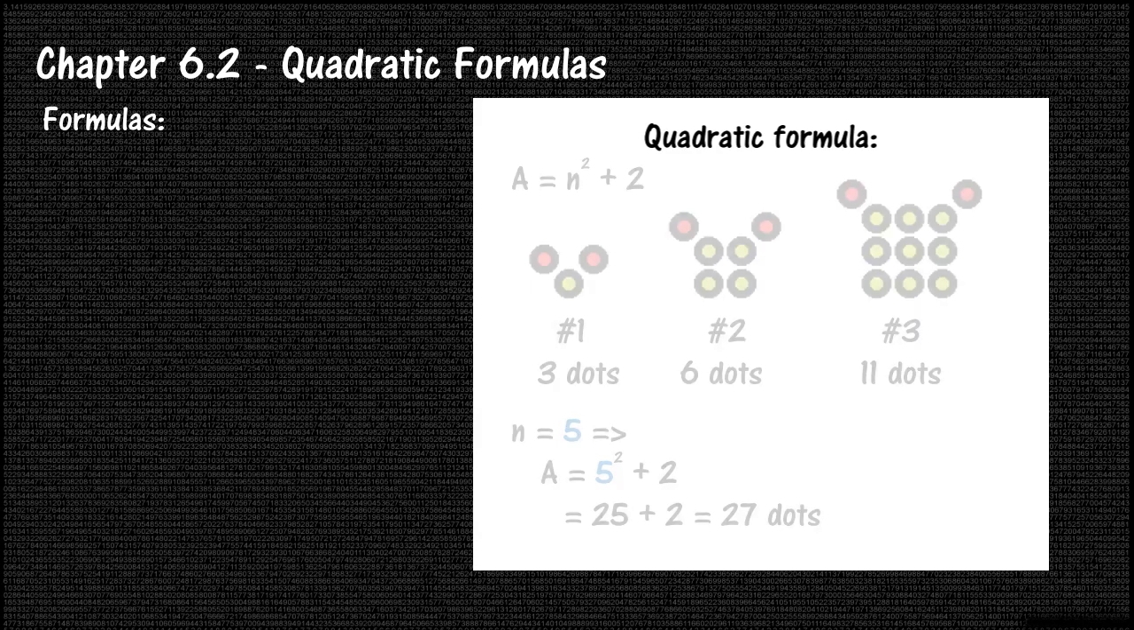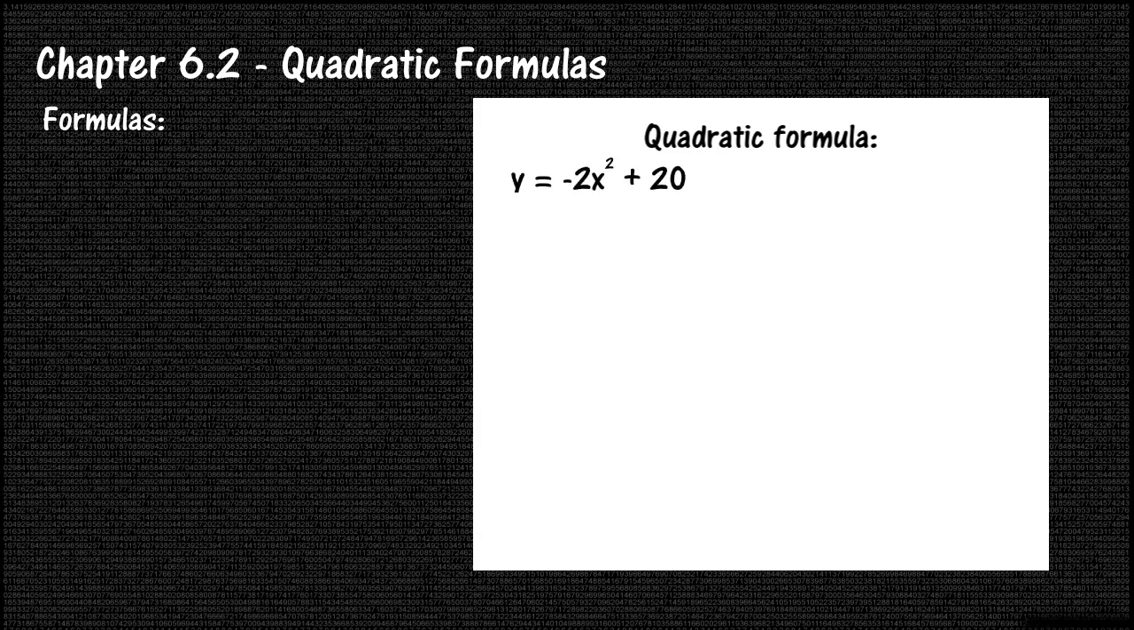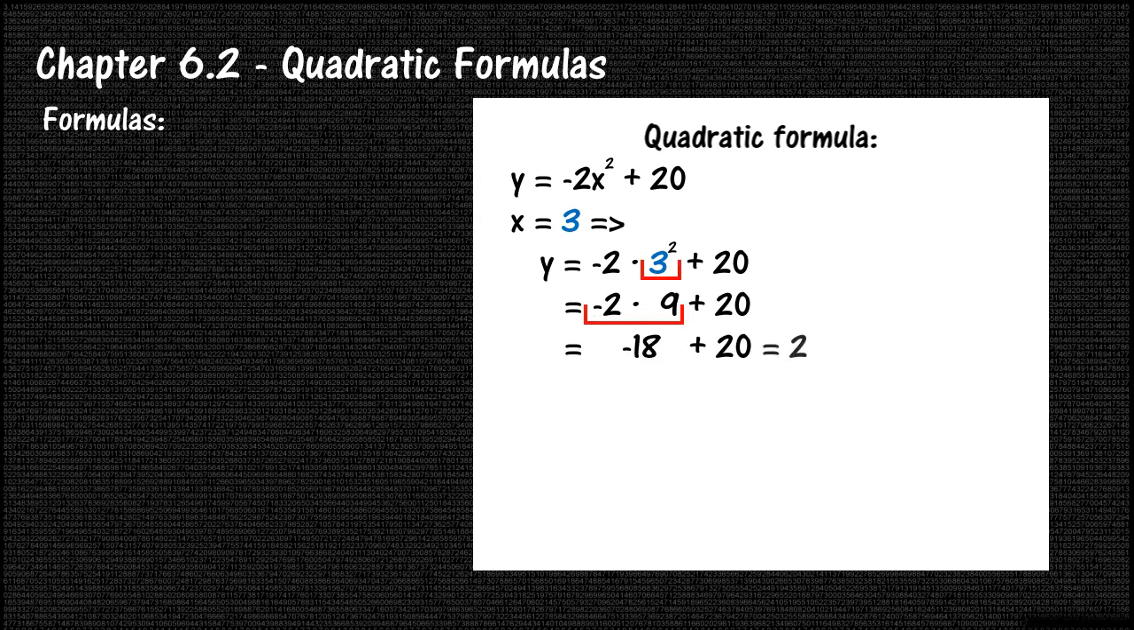Another formula is y is equal to minus 2x squared plus 20. If I evaluate this formula for x is 3, I get y is equal to minus 2 times 3 squared plus 20. Using the order of operations, squares, multiplying, additions, we receive 2 as our answer. So far, so good. Nothing strange, nothing too difficult.